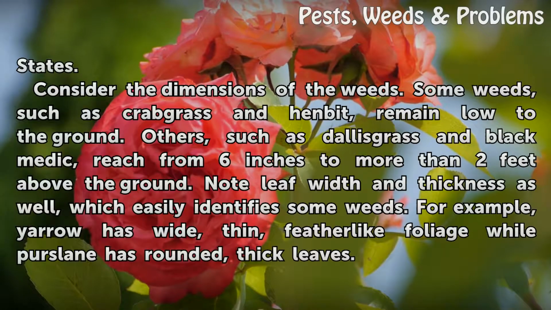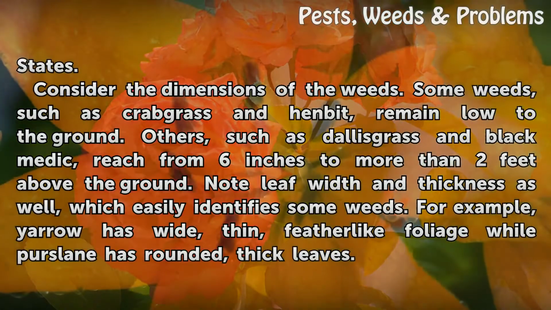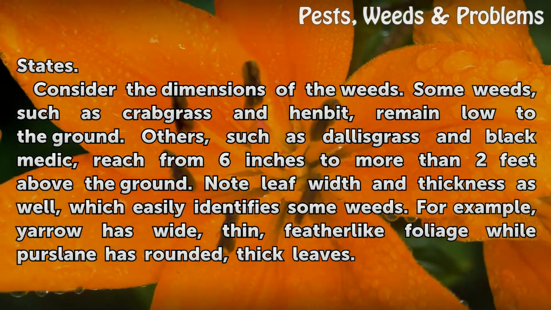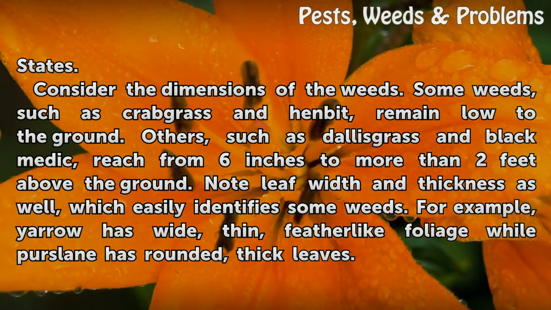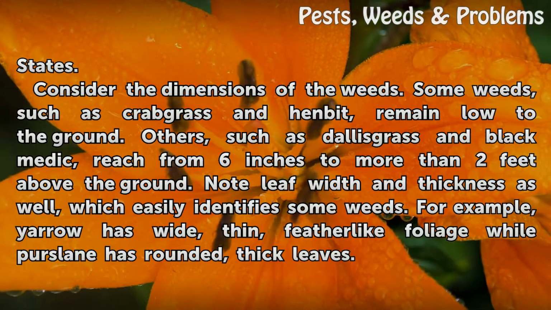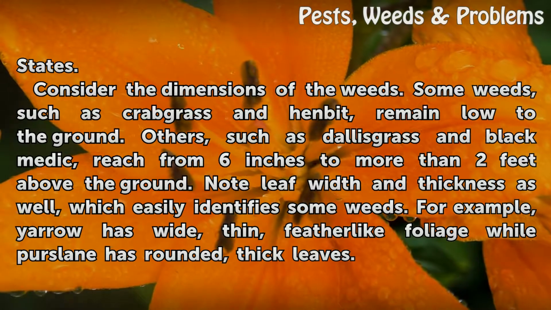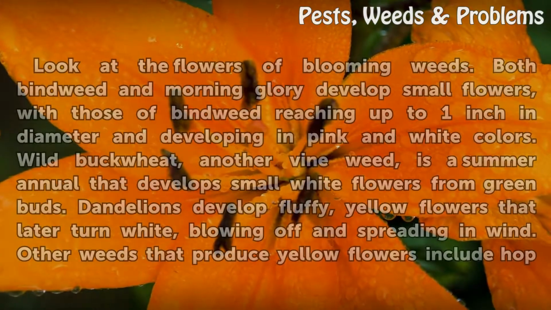Consider the dimensions of the weeds. Some weeds, such as crabgrass and henbit, remain low to the ground. Others, such as Dallas grass and black medic, reach from 6 inches to more than 2 feet above the ground. Note leaf width and thickness as well, which easily identifies some weeds. For example, yarrow has wide, thin, feather-like foliage while purslane has rounded, thick leaves.